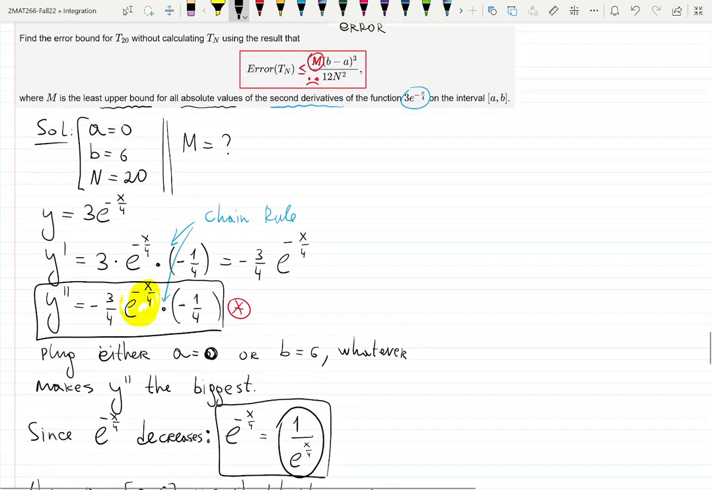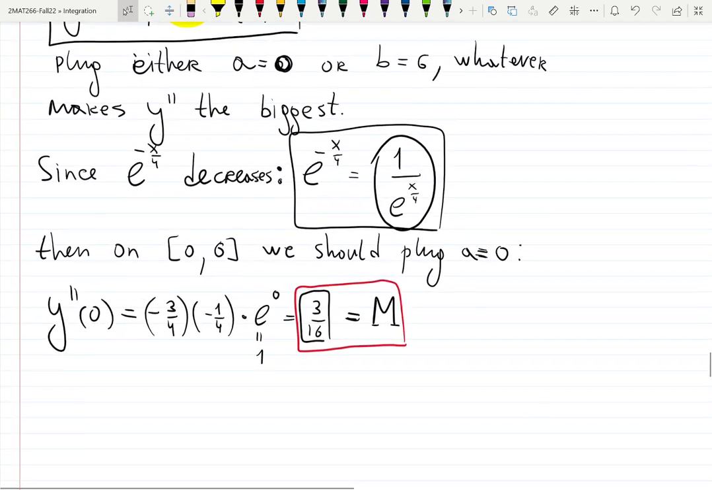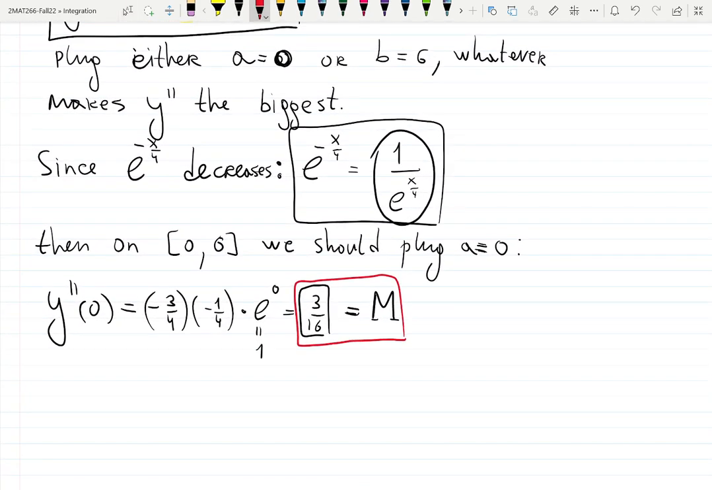So now let's calculate what we have. The error for the method, the worst error for the method. So the error for T20 will be, the worst error still will be less than or equal to this worst scenario we just found. M is 3/16.